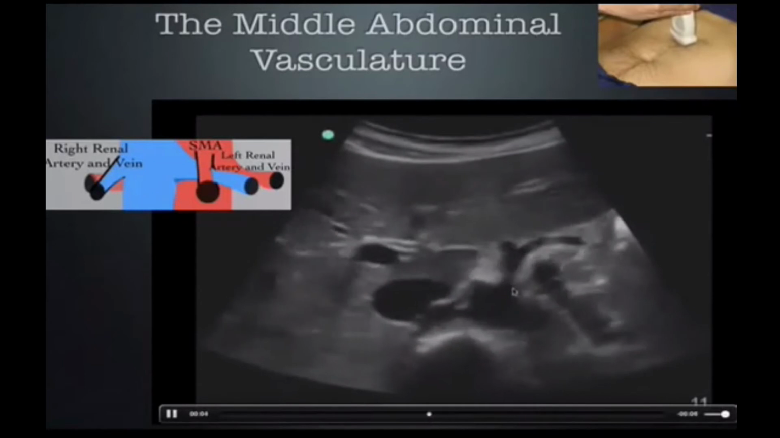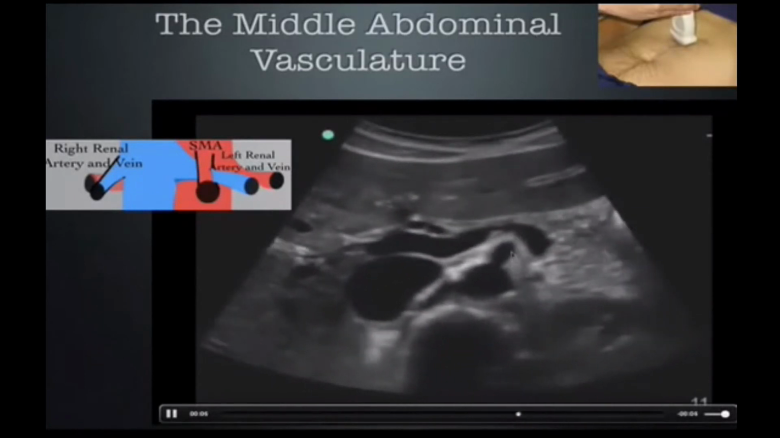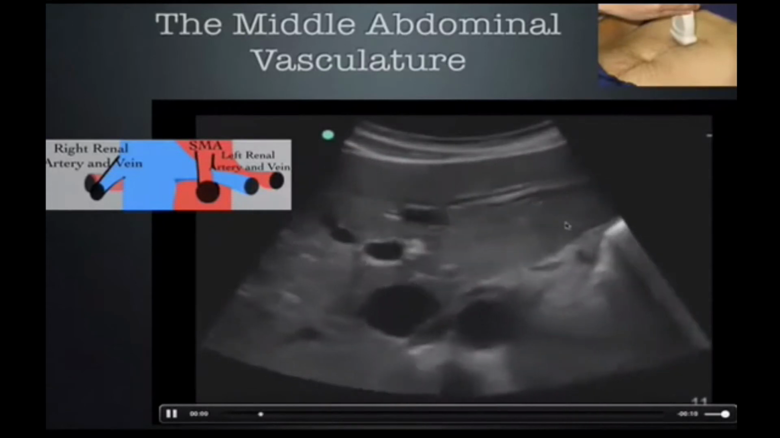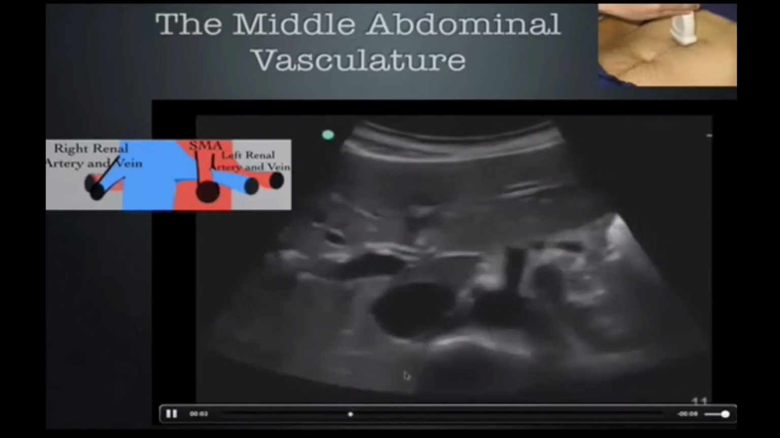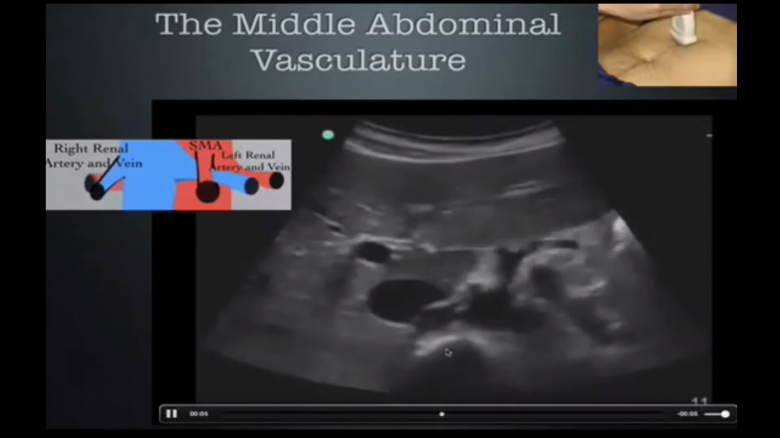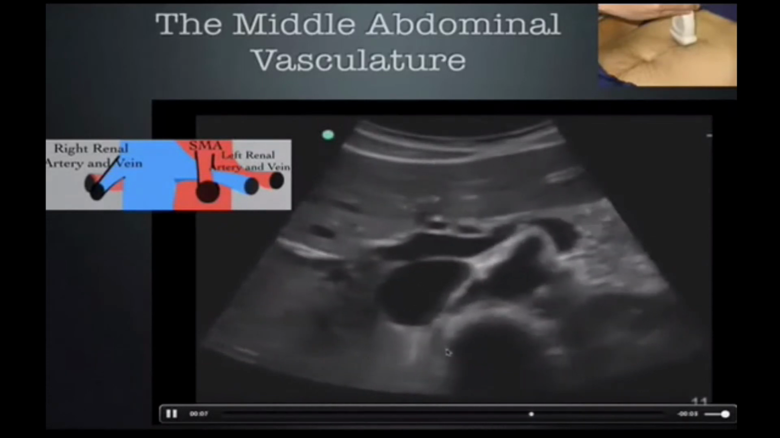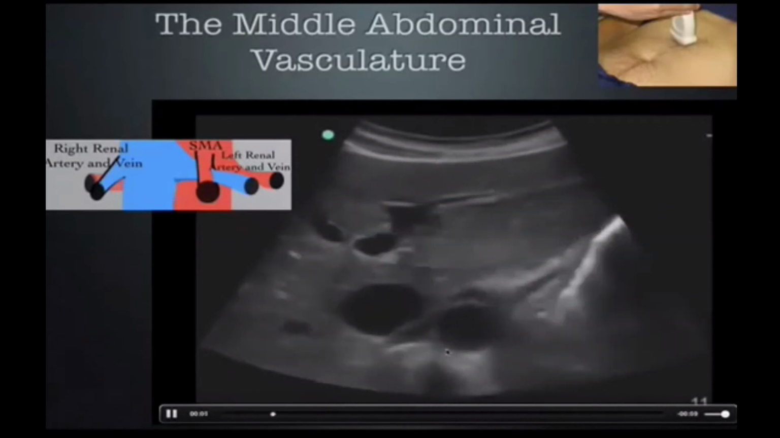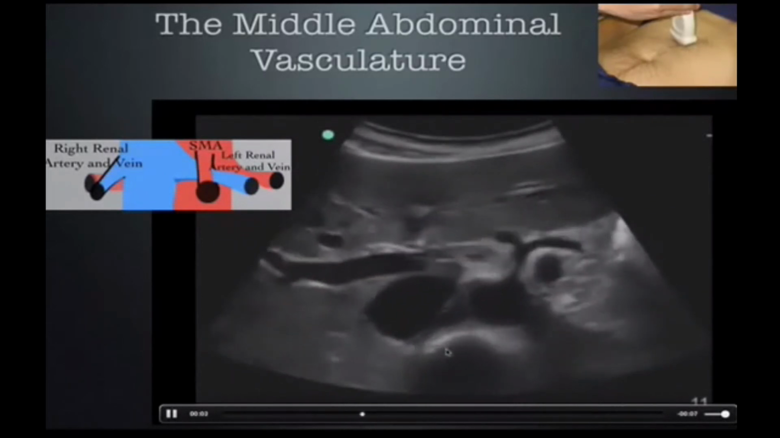Celiac trunk. Now, superior mesenteric artery, left renal vein. Let's try to identify that again. There's the SMA right now, with left renal vein traversing between the aorta and the SMA. And let's take a look one last time.